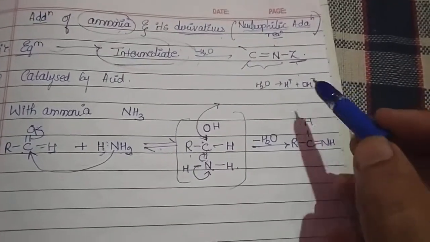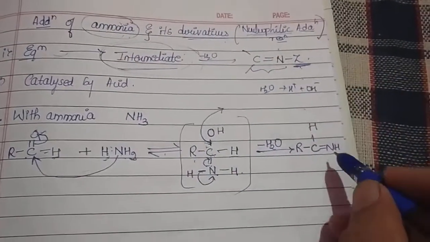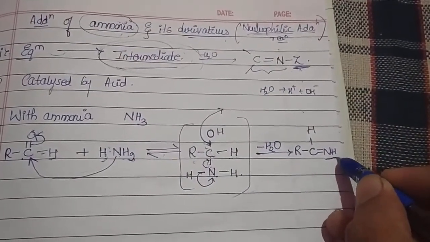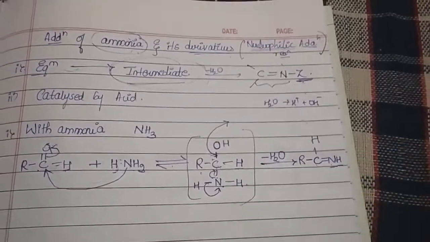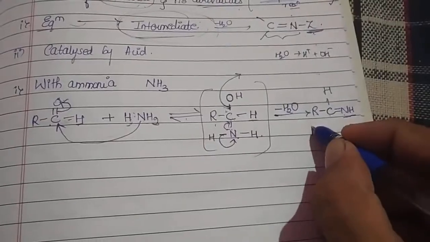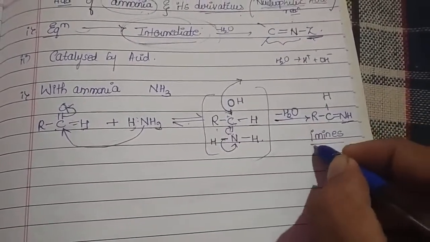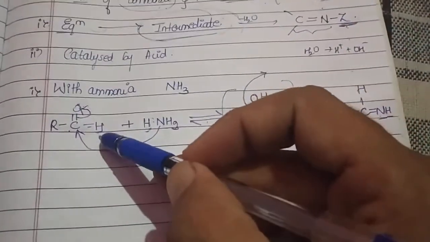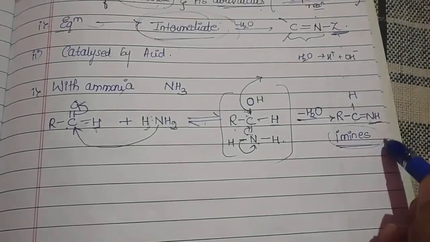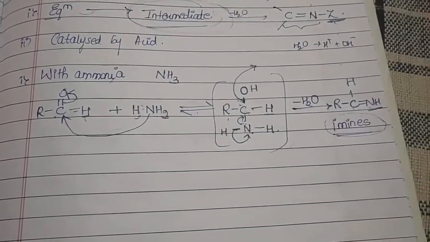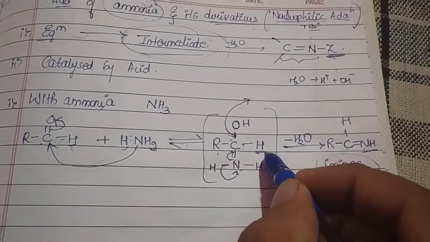Are you able to notice now? So when I am taking ammonia, I am getting my Z as what over here, H part. So here Z is H and all the rest is the same, C double bond N is existing. Remember, this product is called imines. This product is called imines. So remember, whenever a carbonyl compound is treated with ammonia, the final nucleophilic addition product you are getting is imines.